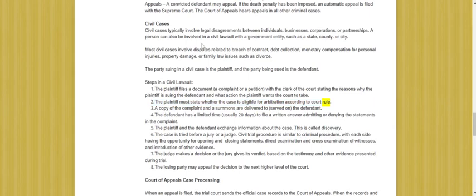In other words, the plaintiff must state whether the case is eligible for arbitration according to court rule. So they have to state the statute or the rule that they're bringing this petition pursuant to. So pursuant to civil rules of procedure 35.0, we're bringing this case of the matter for such and such. So you give the statute whatever you're bringing the petition pursuant to.